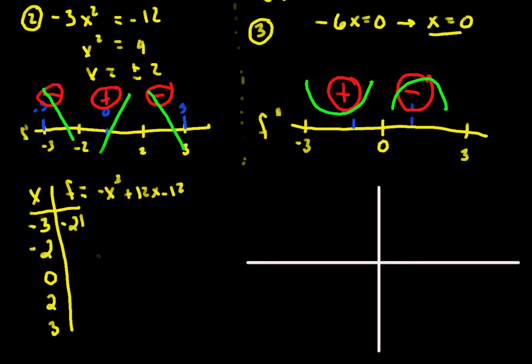If I put a -2 in there, I get a -28. If I put 0 in there, I get a -12. If I put 2 in there, I get 4. And if I put 3 in there, I get -3. So I can see that here's my minimum value, -28, and it happens in the interior. Here's my maximum value of 4, and it happens in the interior again.